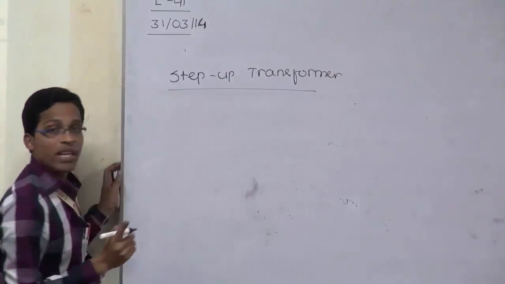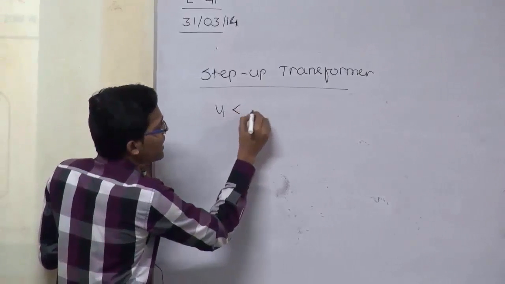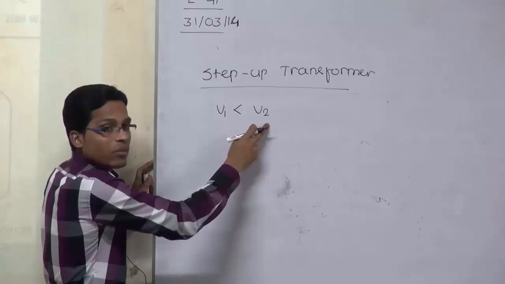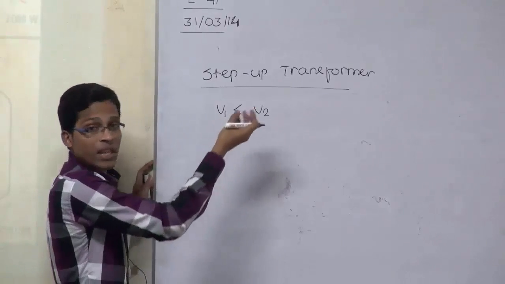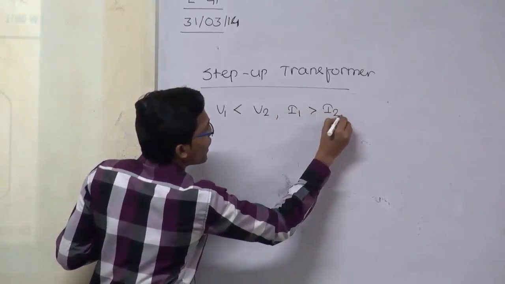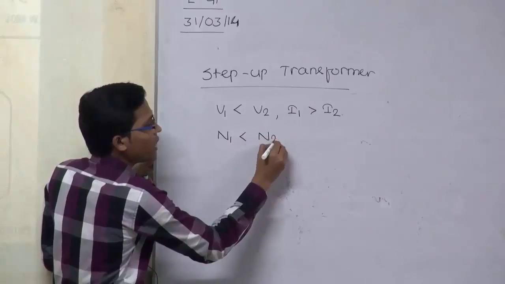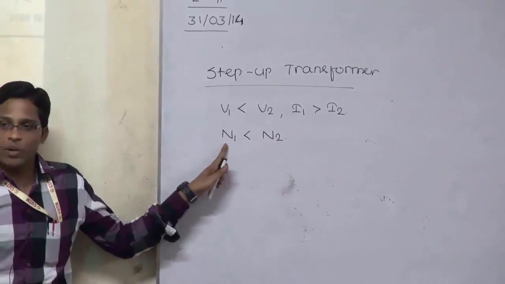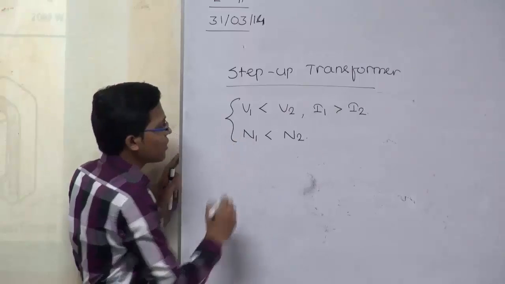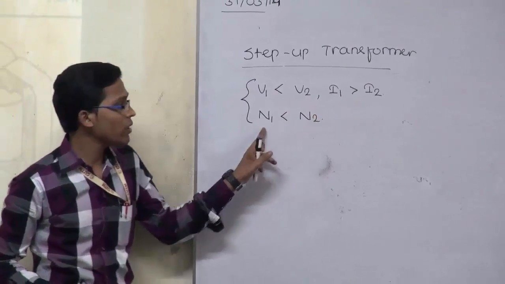in this case voltage is increased. That means if V1 is the primary voltage and V2 is the secondary voltage, V1 is less than V2. So the primary voltage is less than the secondary voltage, or simply you can say the voltage is stepped up. If V1 is less than V2, then I1 is greater than I2. And one more thing: the number of turns N1 is less than N2. N1 is the number of turns in the primary winding, N2 is the number of turns in the secondary winding. So these are the values related to the step-up transformer: V1 less than V2, I1 greater than I2, N1 less than N2.